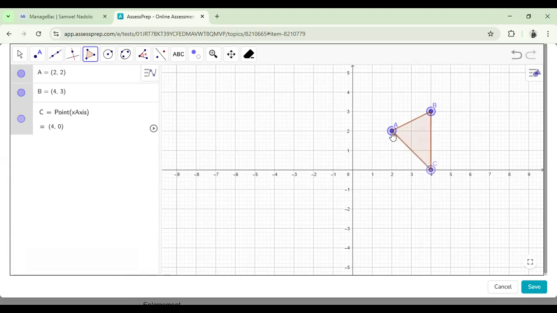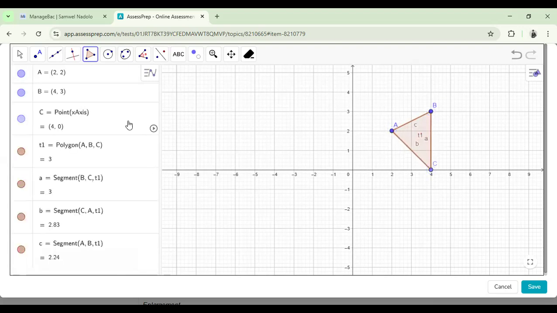So if you just draw that way, immediately you finish, it gives you the distance between A and B. It has been named as segment, should be AB. Segment AB gives approximately 2.24. And make sure your points are very clear.